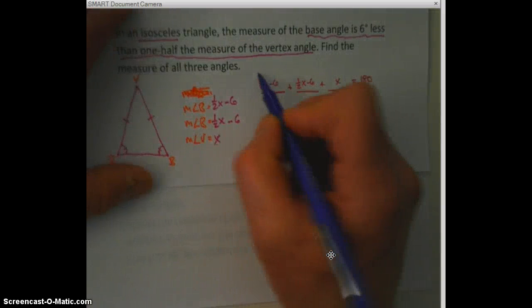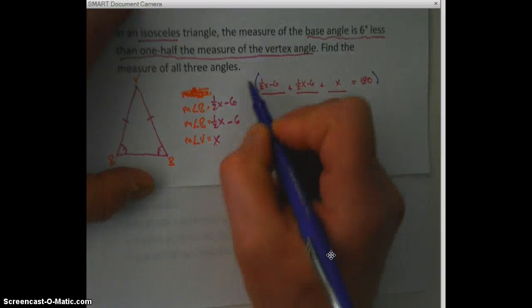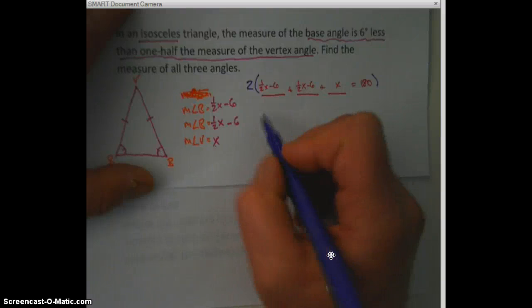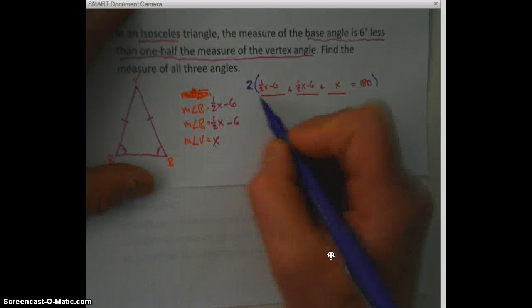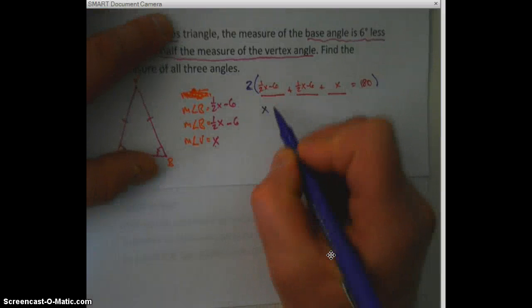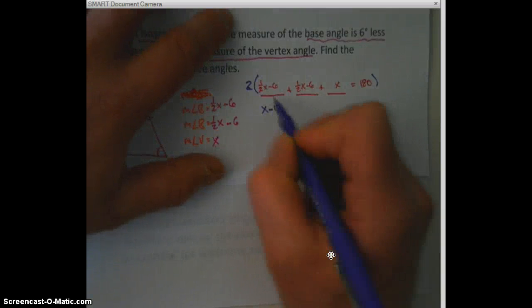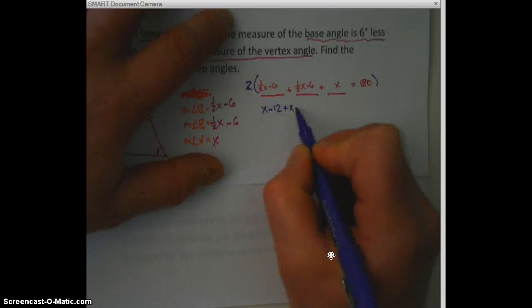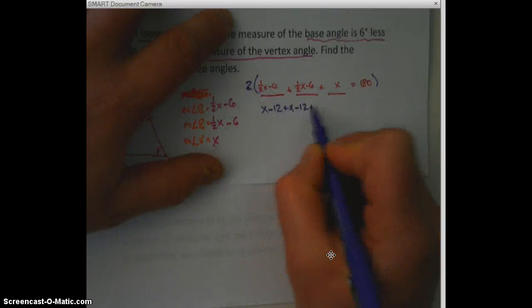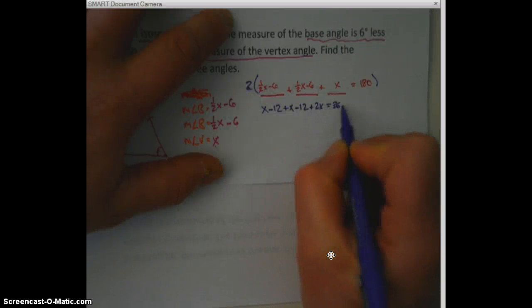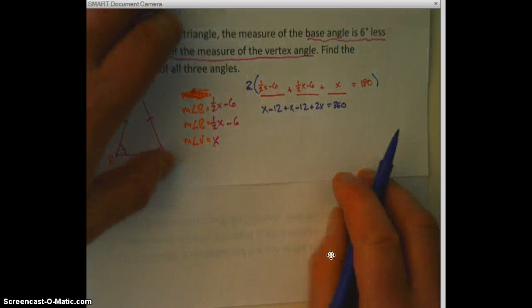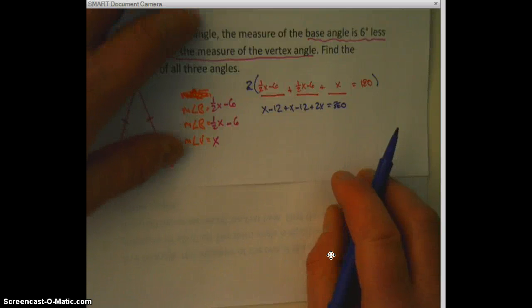Again, some people may choose to multiply this entire equation by 2, and I'm just going to show you what that next line looks like. You've got 2 times 1/2 x is x, 2 times -6 is minus 12, and we keep going. 2 times 1/2 x is x, and we get a -12, and then we get a 2x, and then we get a 360. So that's probably not the most efficient way to solve this equation, but if that's the way you're comfortable doing it, then so be it.